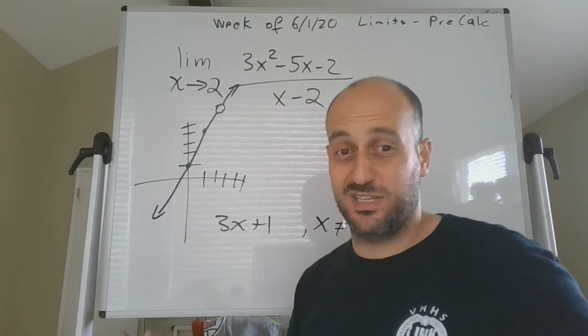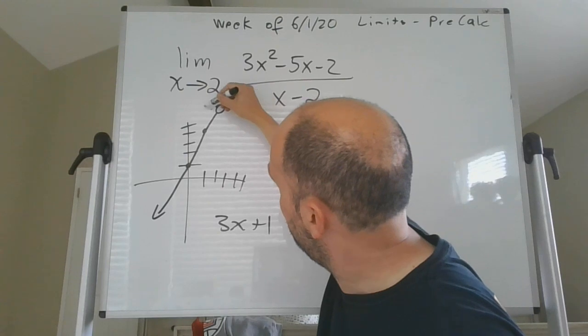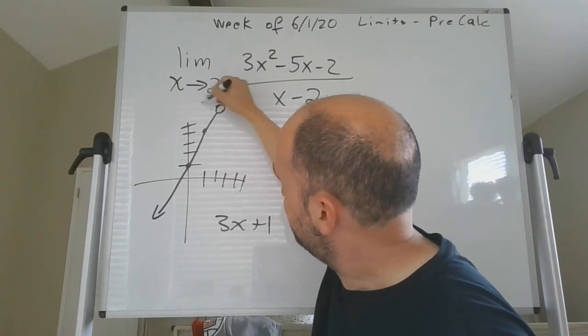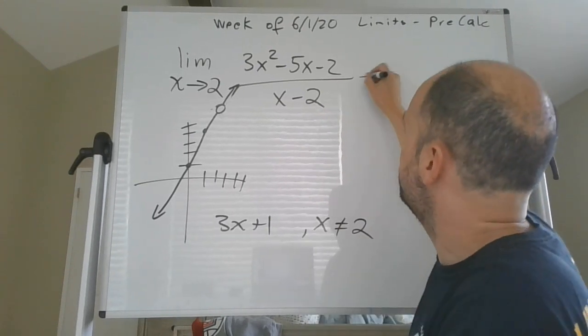So what am I going to do? I'm going to use this graph. I can't even read my own graph. I have no idea what number this is. 2, I don't know. That looks like 7, 8, I don't know. So here's what we're going to do. We're going to do it algebraically.